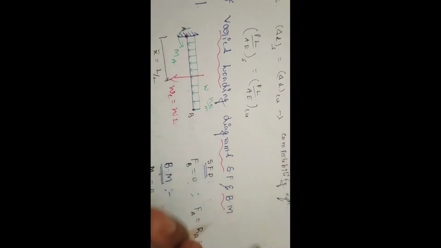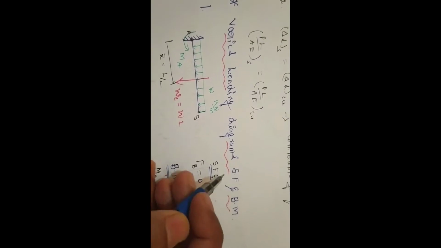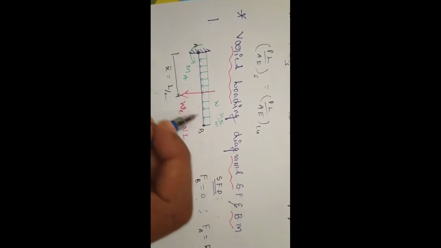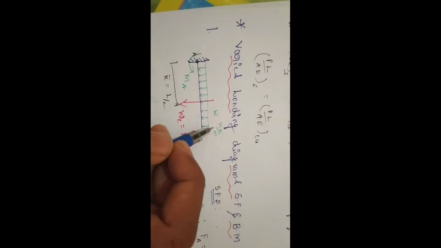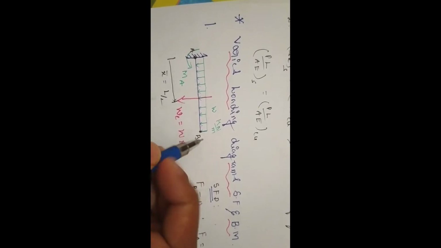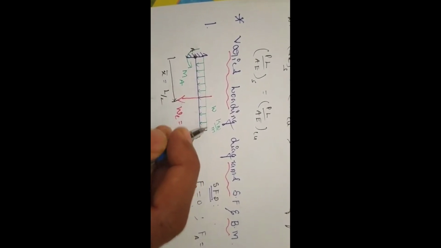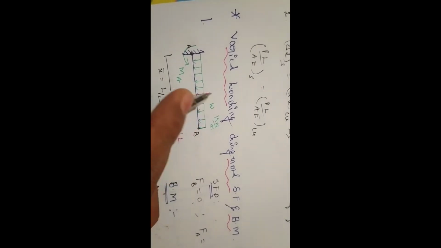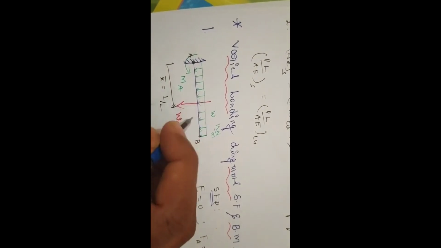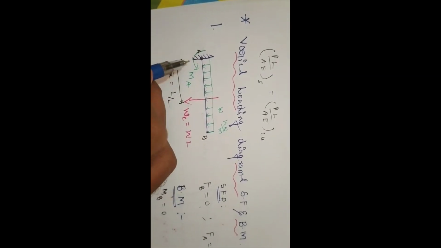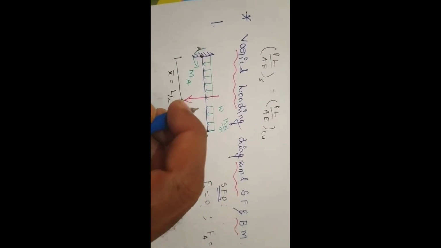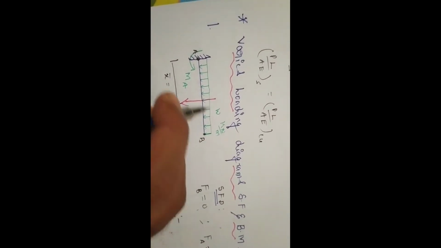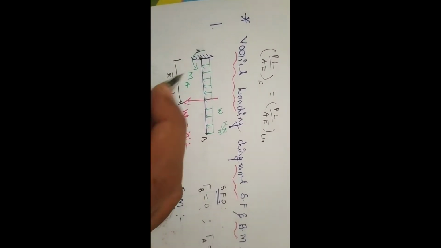Here are the loading diagrams for shear force and bending moment. The first one is a cantilever beam with a uniformly distributed load. The uniformly distributed load is converted into a point load: total load into distance. The point load acts exactly at the center of the beam, so with total length L, it acts at L by 2 from the fixed point. This is a fixed beam.